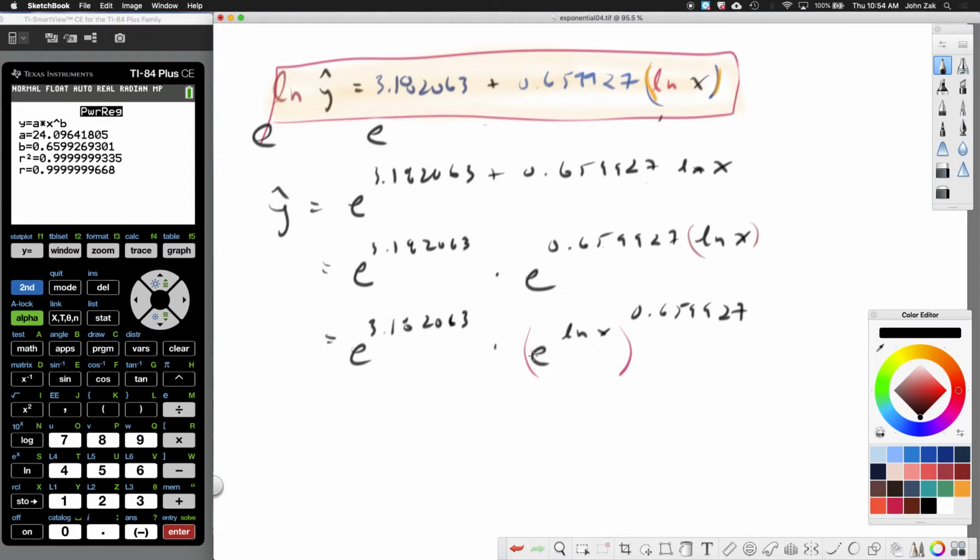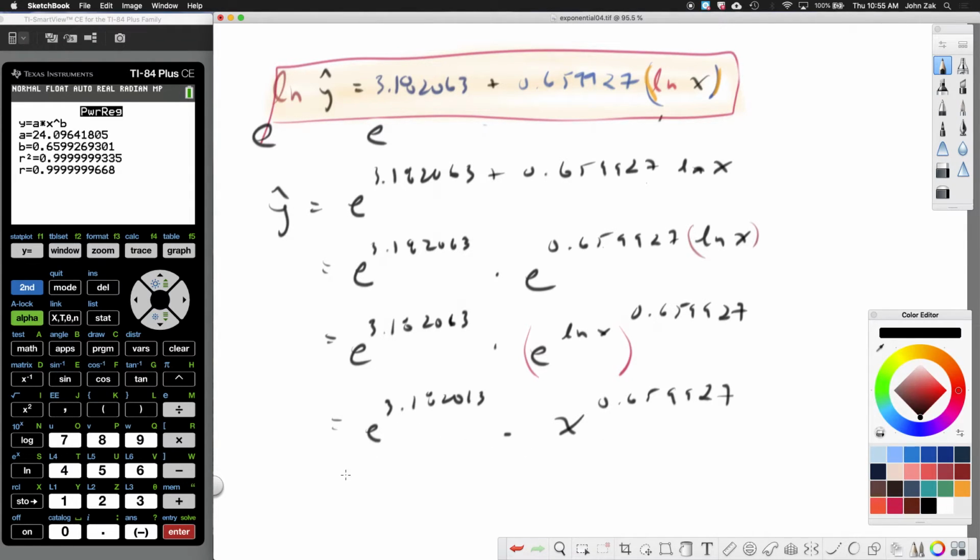Now, why do I want to do this? What's e to the natural log of x? Well, e to the natural log of x, that's the same kind of thing that happens here. These are inverse functions, and so they will undo one another, for lack of a better term. And so this will end up just becoming, again, e to the 3.182063, and e to the natural log of x just is x. X to the 0.659927 power, right? Cool beans.